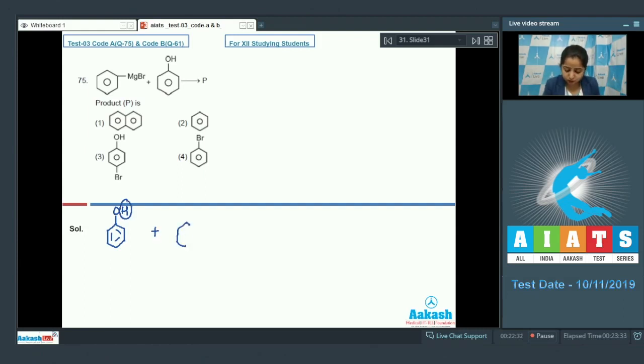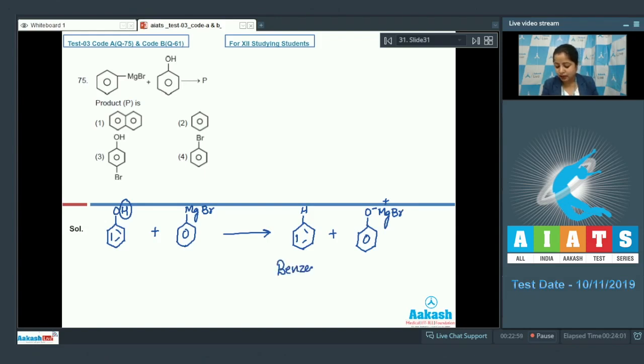When phenol reacts with Grignard reagent, which is RMgX, an acid-base reaction takes place, and the aryl part of the Grignard reagent takes the acidic hydrogen of phenol, and benzene is formed. Along with that, the side product formed is phenoxide MgBr. So we can say that the correct answer for this question is option number 2. Let's move to the next question, students.